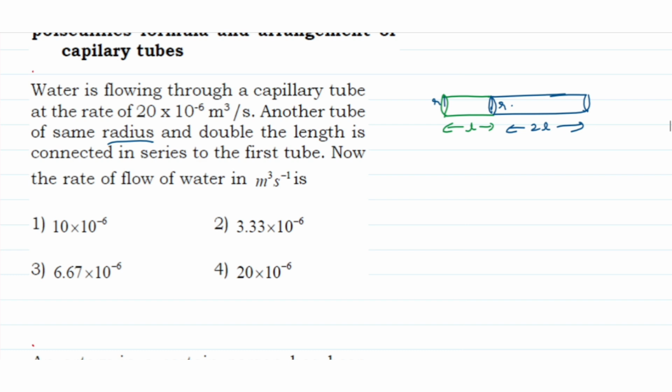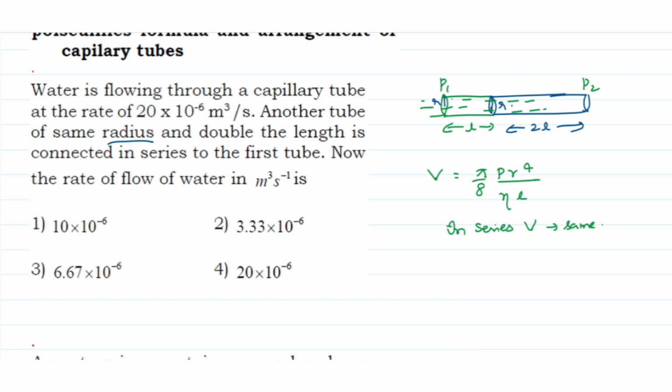Here, looking at the volume of the liquid flowing per unit time, according to Poiseuille's formula, V equals pi by 8 into P r power 4 by eta into L. P is the pressure difference between the two ends of the tube. When you connect in series, the same volume that is flowing across this tube is going to be flowing across the second tube. So in series, the volume of the liquid flowing per unit time remains the same.